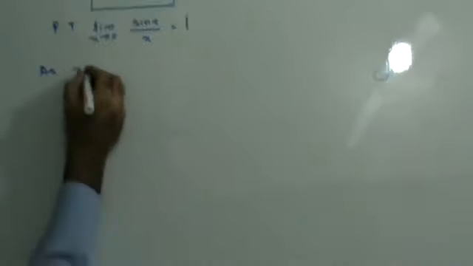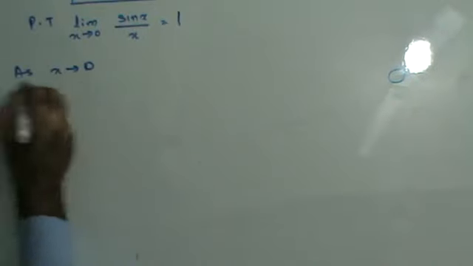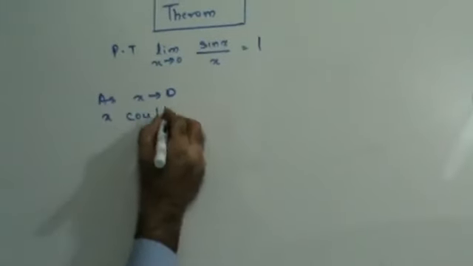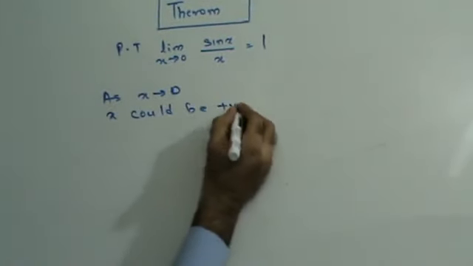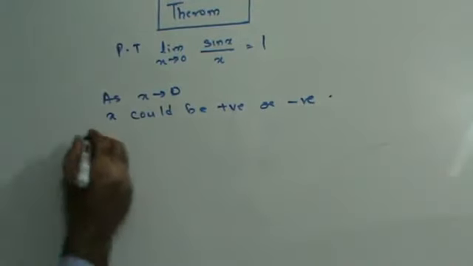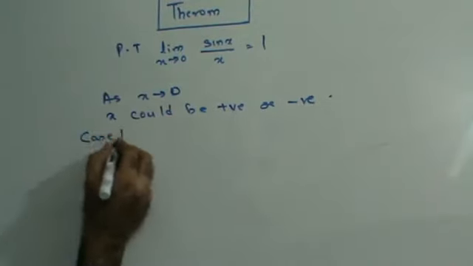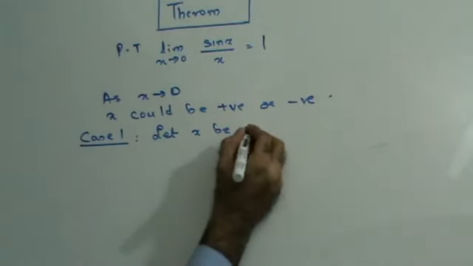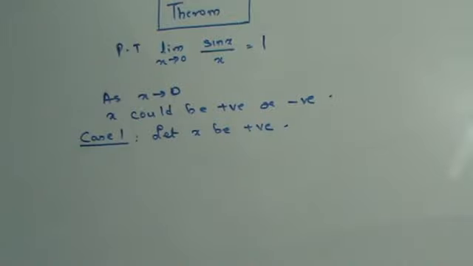Now, as x tends to 0, let us assume that x is greater than 0. It could be greater than 0 or less than 0. Right? As x tends to 0, x could be positive or negative. Let us assume case 1. Let x be positive. Let us assume that x is positive.